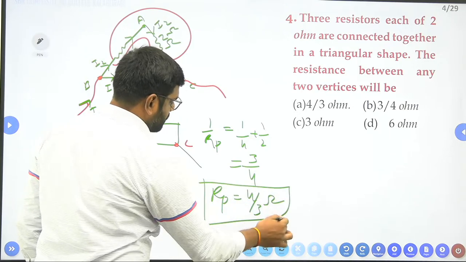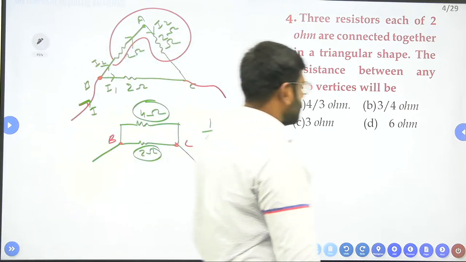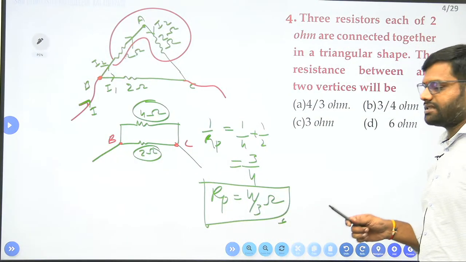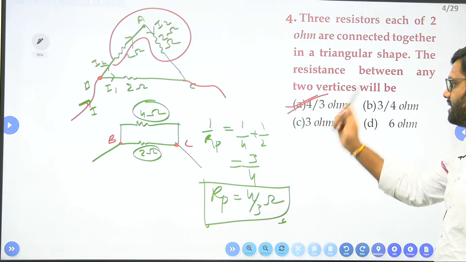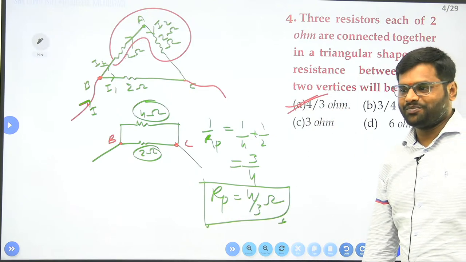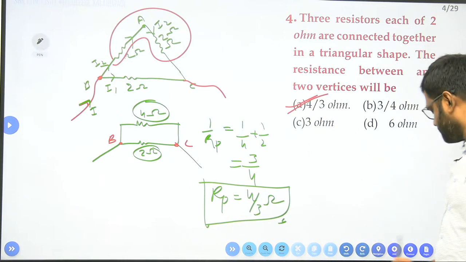Reciprocal of that, you can take 1 by RP. So what is the answer? Yes, of course, 4 by 3 ohm is the answer. Hope you are getting it. Okay, so let us see the next question.